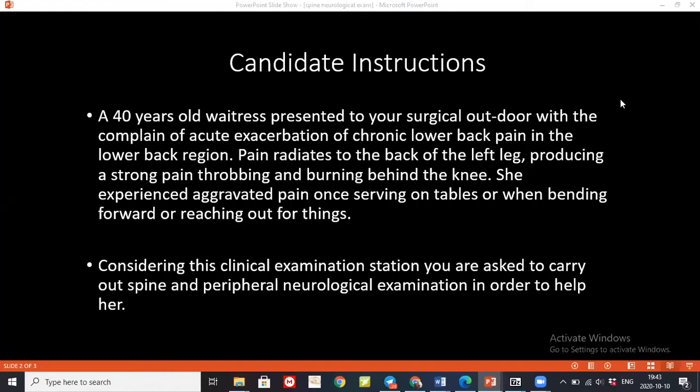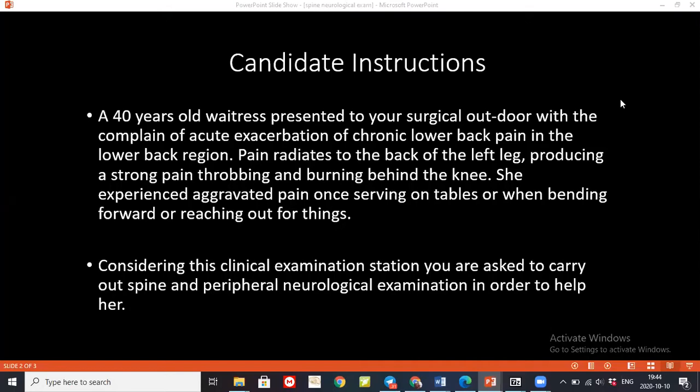Then if there is any positive finding, I will start the palpation of the paraspinal muscles, and I will start from the neck, and then I will keep on palpating in a step ladder manner, and will come down to look for any pain on the muscles of the back.